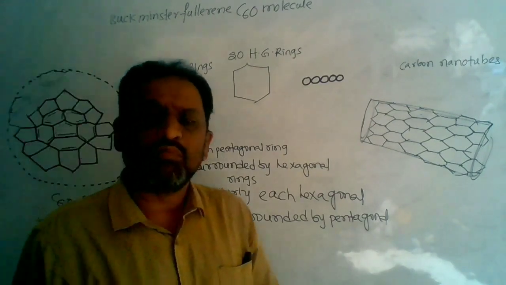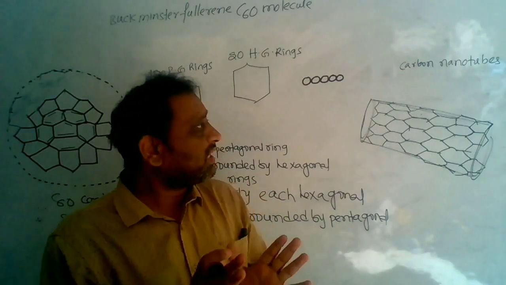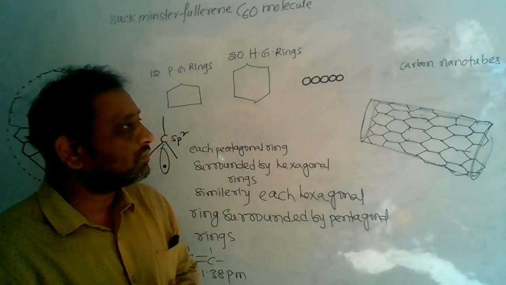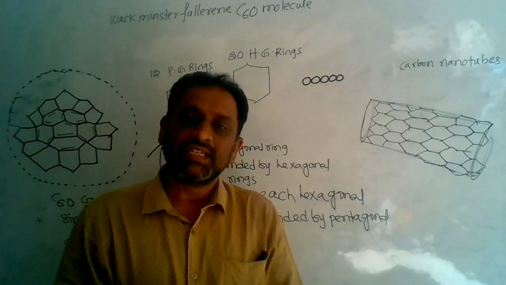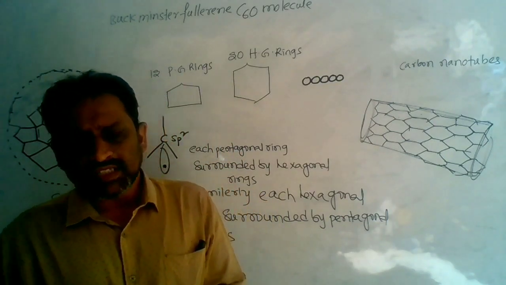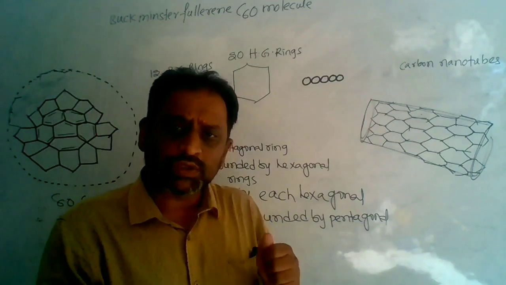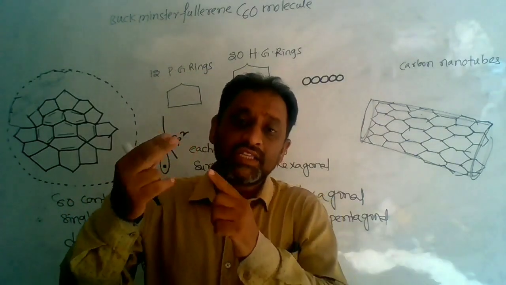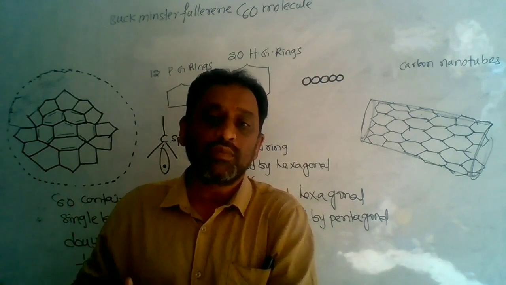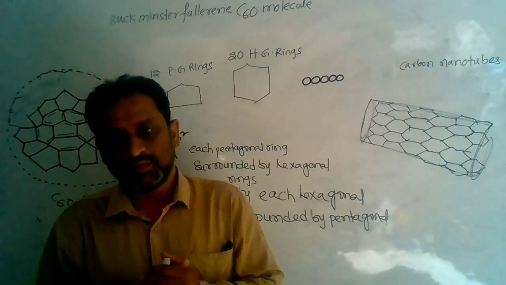Fullerenes all are molecules. Example: C60, C120, C180. In fullerenes, molecules are combined with each other to form hollow spheres or ellipsoids or tubes.